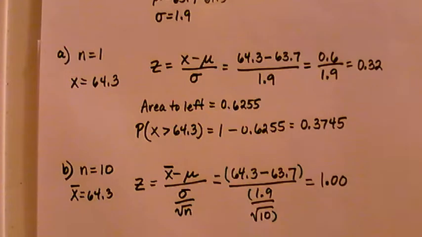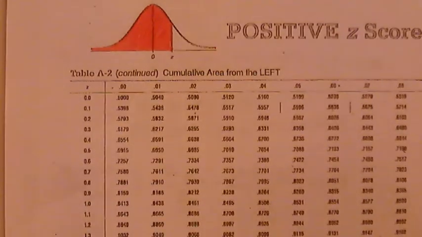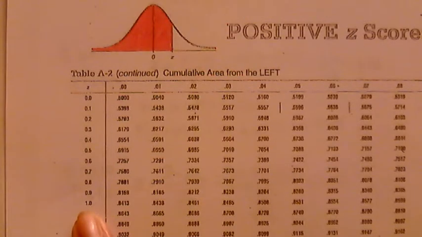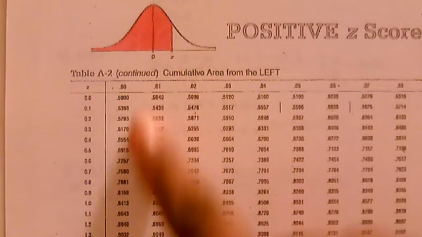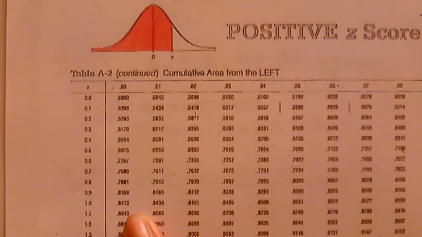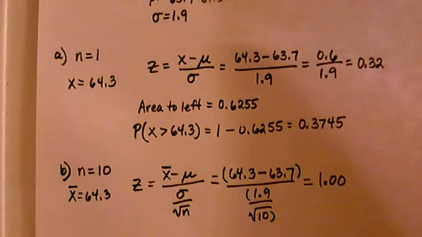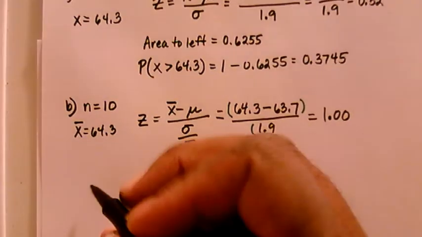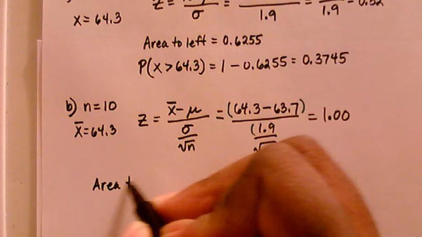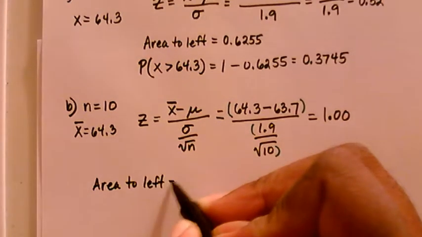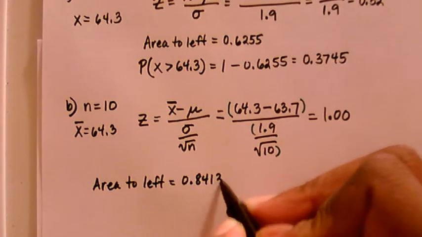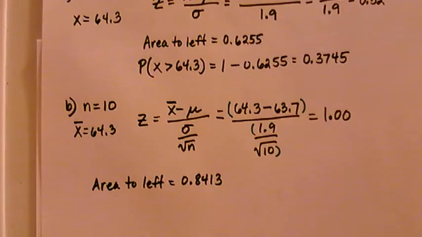Okay, and then we use table A-2. Find 1.0 on the left and 0.00 up here. That's the first column. 1.0 and 00 will give me 0.8413, which is the area to the left. So in this case, the area to the left is 0.8413. But I don't want the area to the left.